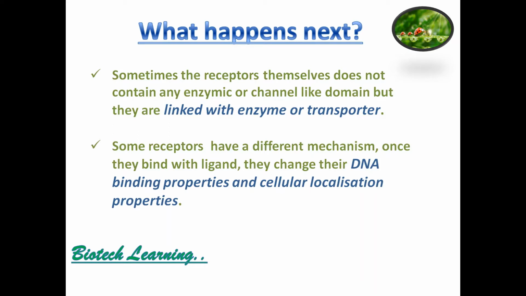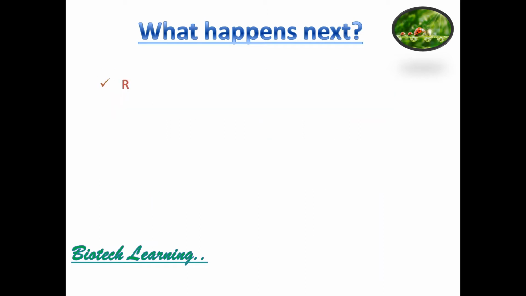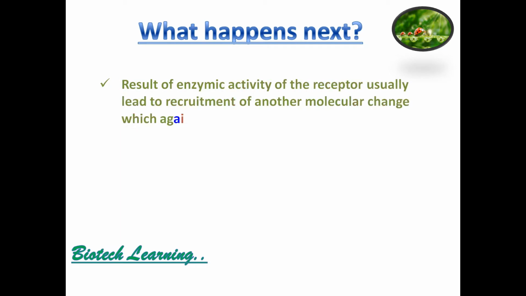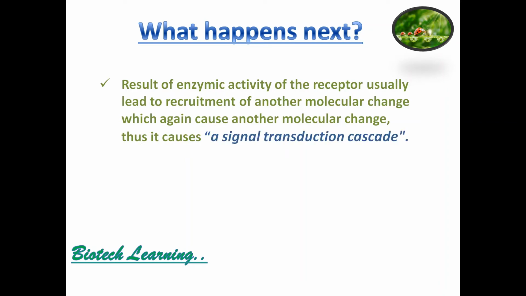Sometimes the receptor may itself be a DNA binding protein. So when the ligand binds to the receptor, there's a conformational change and the DNA binding properties of this receptor change. Sometimes the cellular localization properties change. And as we have talked about the enzymic activity, that can lead to a sequence of events, and that is called the signal transduction cascade, which we'll deal with in detail.